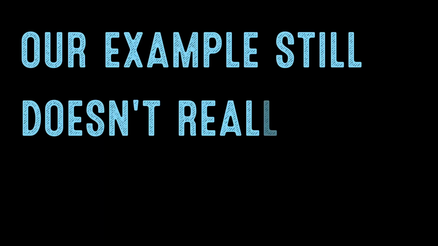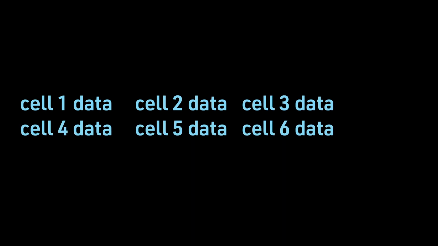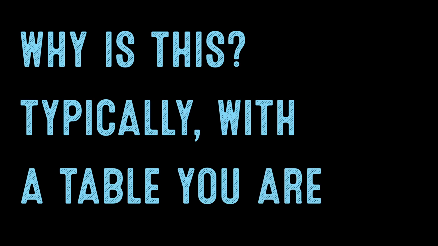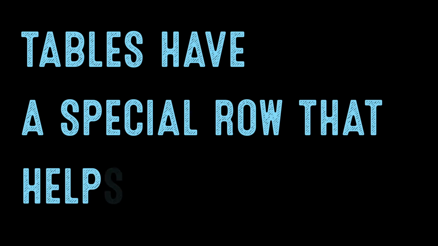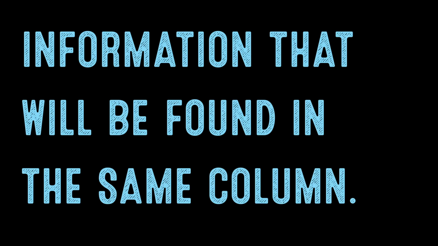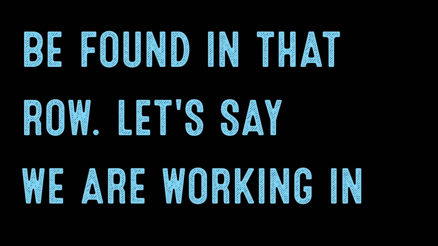The daily code snippet. Our example still doesn't really look like a table. Why is this? Typically with a table, you are trying to relate one data element to another. Tables have a special row that helps identify the information that will be found in the same column. This row of special cells are called a header, and the initial cell in each row will identify the information to be found in that row.